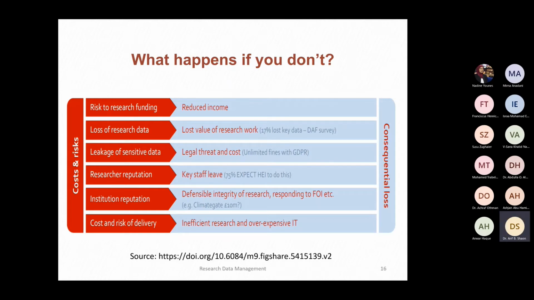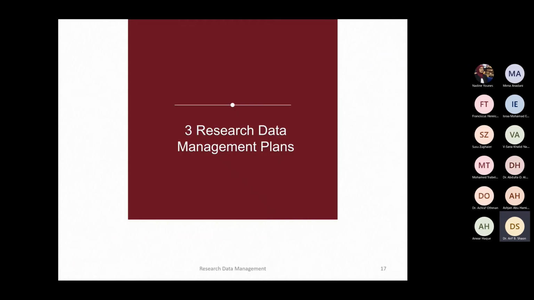So that's essentially an overview of the importance of research data, an overview of how to manage it and how to assess the quality of that. And of course, we understand what happens if you don't do that. So let's now talk about the planning aspect of it. We mentioned that the planning is the key.